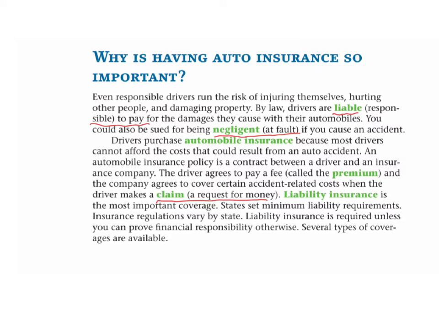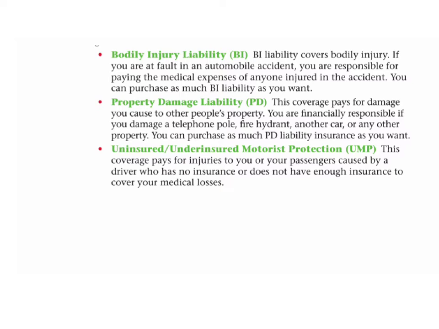Liability insurance is the most important coverage. States set minimum liability requirements. Insurance regulations vary by state. Liability insurance is required unless you can prove financial responsibility. Otherwise, several types of coverage are available. Bodily injury liability, or BI. BI liability covers bodily injury. If you are at fault in an automobile accident, you're responsible for paying the medical expenses of anybody that's injured in an accident. You can purchase as much BI liability as you want.